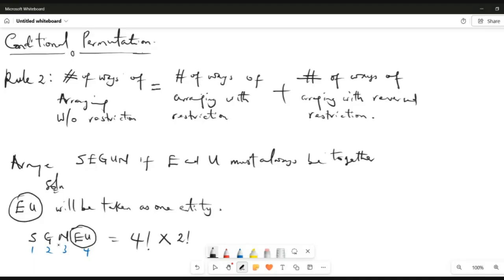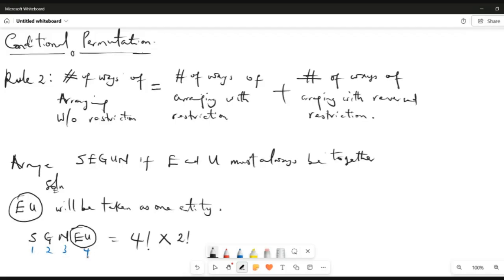So normally, you will take it as though you have 4 items. And those 4 items are S, G, N and the one entity. Although there are 2 letters above, it is just one entity, because they must always be together. If you don't take them as one entity, there is high possibility that they will scatter. E can go its separate way. U will also go its own separate way. But when you take them as one entity, they will always be together this way.